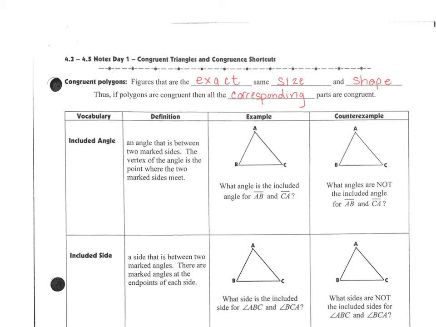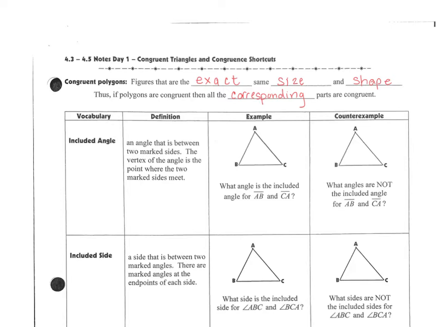All right, so we're looking at our notes for sections 4.3 to 4.5, and we're going to be working with congruent polygons. Congruent polygons are figures that are the exact same size and shape. So therefore, if polygons are congruent, then all corresponding parts are congruent. And before we get into more with that, we need to look at some vocabulary.